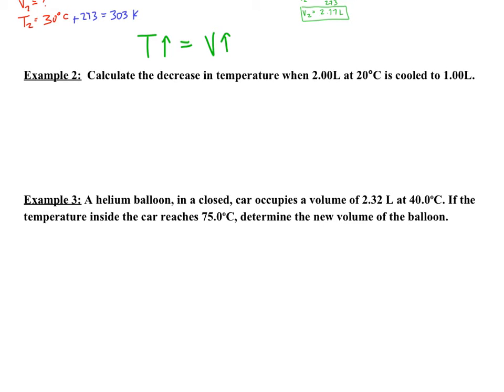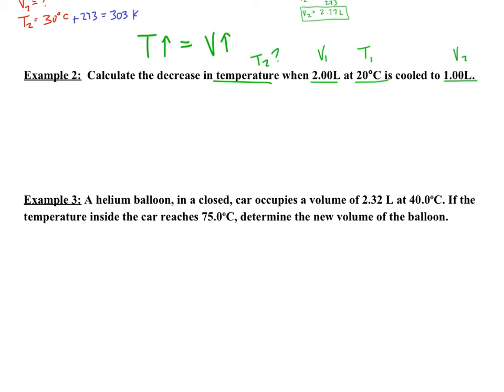Okay, so let's identify some of the things that we are given here. It says calculate the decrease in temperature when 2 liters at 20 degrees Celsius. So this is my starting volume. This is V1. 20 degrees Celsius is my starting temperature, so this is T1, and it's cooled to 1 liter, so that's telling me this is being cooled to a new volume. This is V2. So I must be asked to figure out the new temperature. So in this case, T2 is unknown. Okay, so I'm going to go ahead and write out some of the information that we have.